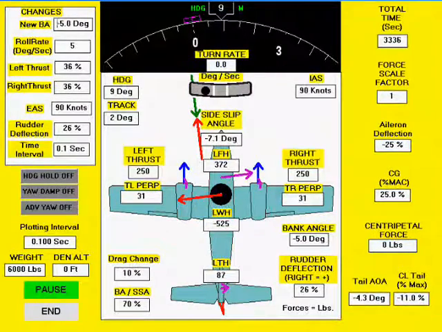Note that a slip requires a constant rudder deflection and a constant opposite aileron deflection. Also, because of the angle of attack on the fuselage, drag is increased. Let's see how we can apply this information to a practical crosswind landing.